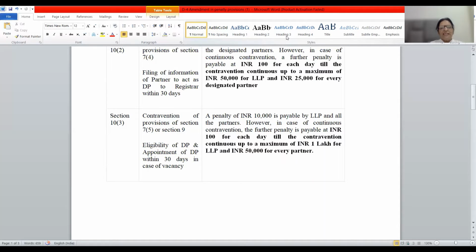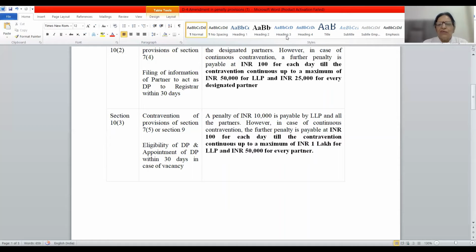Or a vacancy has arisen, say, unfortunately a designated partner has died, or he has ceased to be a designated partner of the LLP, and that vacancy must be filled within a period of 30 days, and it has not been filled. There was non-compliance of this provision, and there is a penal provision which has been contained under section 10, subsection 3. And here the penalty is, friends, rupees 10,000 payable by the LLP and all the partners.